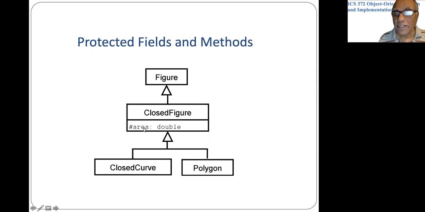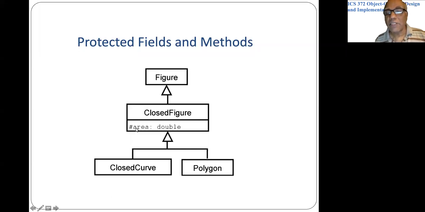You can declare a variable of type double called area in a closed figure class. And I put pound here to mean that it is protected. That is actually a UML symbol. We will cover this in the third lecture.